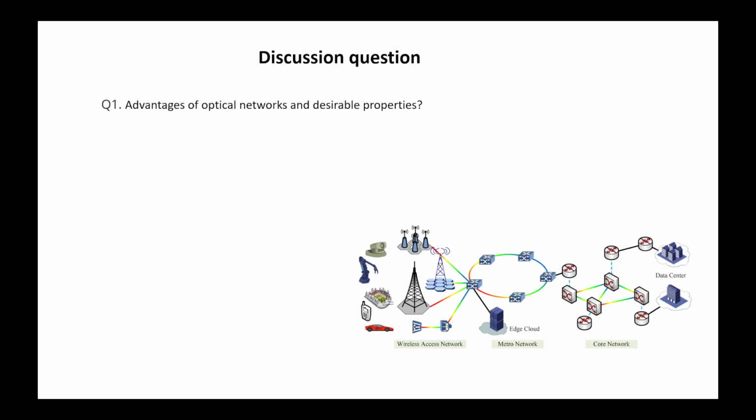So the main properties we require are high throughput and low latency. These are desirable properties of an optical network.